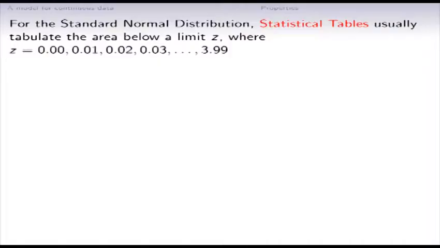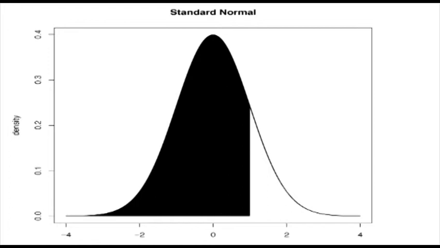So what we have here is a simple example of using tables. Now, most tables, not all of them, but they usually tabulate the area below a limit. And so here's a picture with the shaded region showing the area of interest. In this case, it's the area up to the value 1. So this is the area from minus infinity up to 1 under the curve.